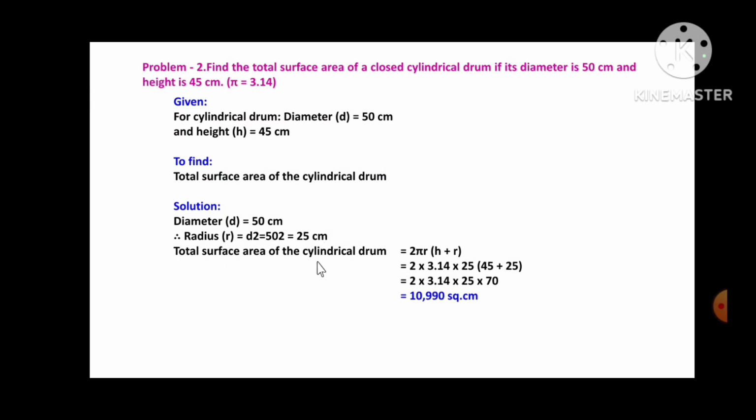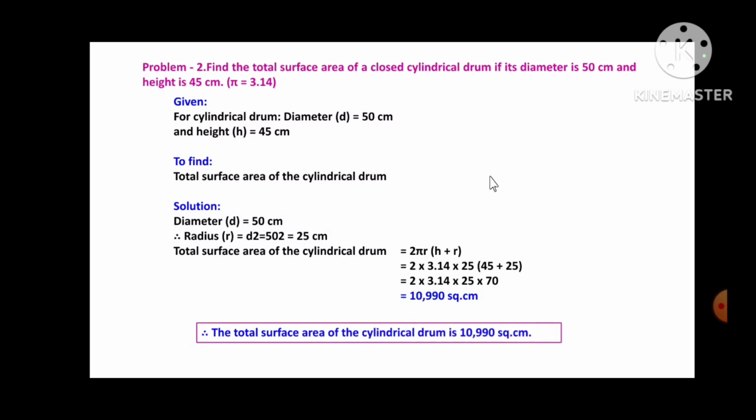So the total surface area of the cylindrical drum is equal to 2πr(h + r). 2 into 3.14 into 25, the radius, into (45 + 25). So 2 into 3.14 into 25 into 70, that leads to around 10,990 square centimeter. So in words we can write the total surface area of the cylindrical drum is 10,990 square centimeter.